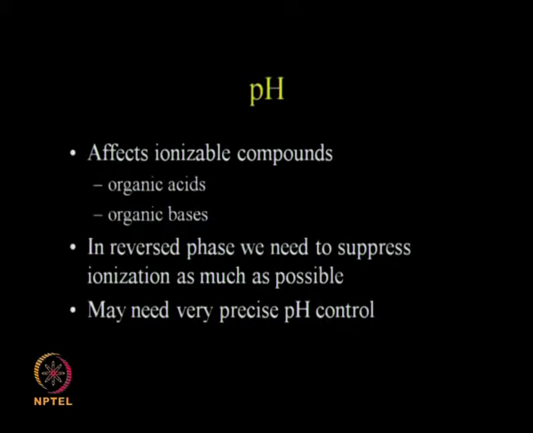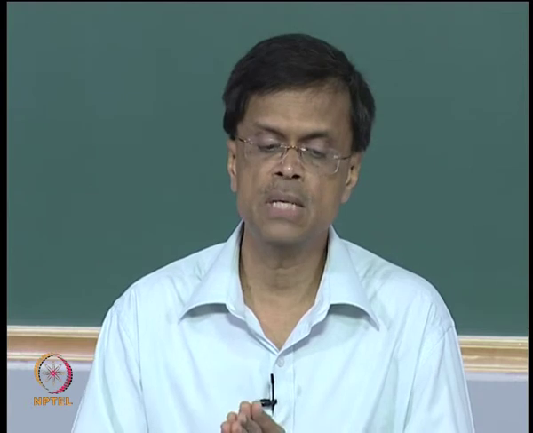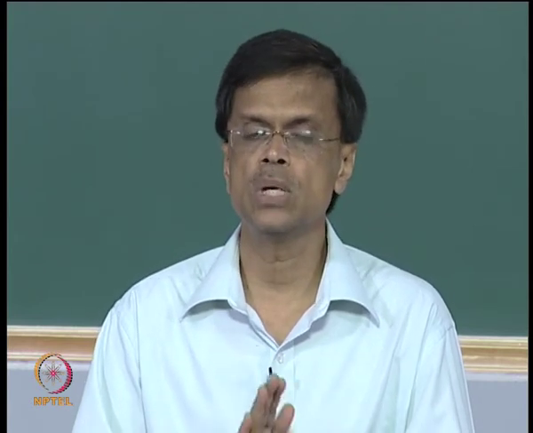pH generally affects ionizable compounds, like organic acids, organic bases and so on. We have to suppress the ionization as much as possible in reverse phase, because once molecules get ionized they are highly polar, so all the ionized molecules will club together and you will not get a good separation of those polar molecules, because ionized molecules are extremely polar. So we have to change the pH so that the ionization is suppressed.